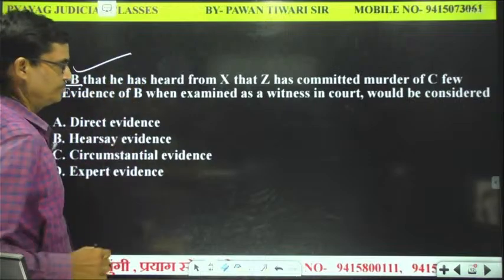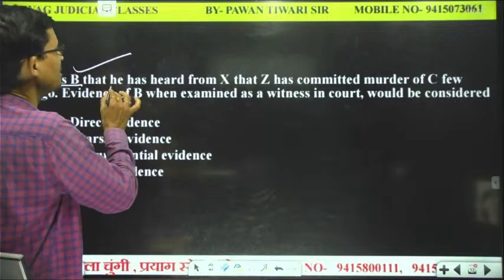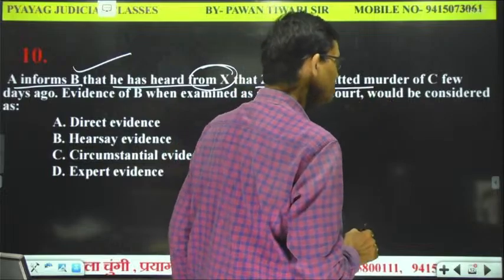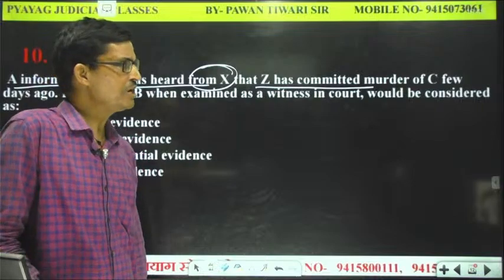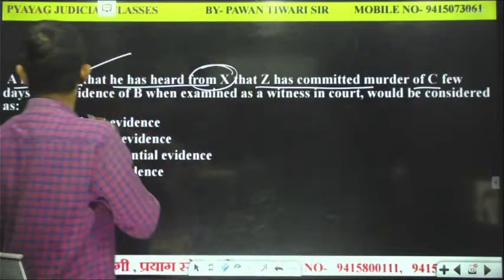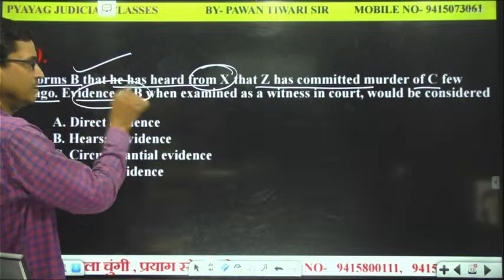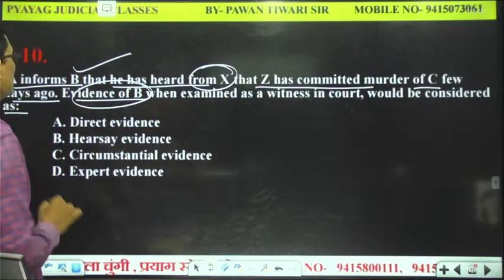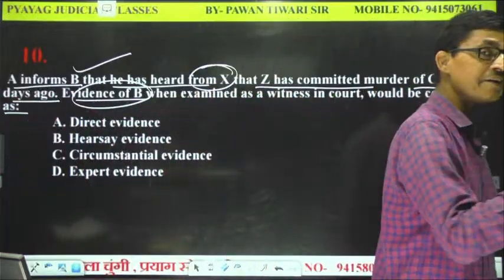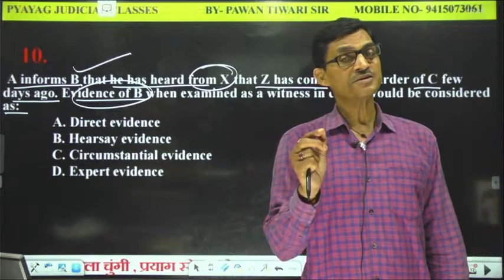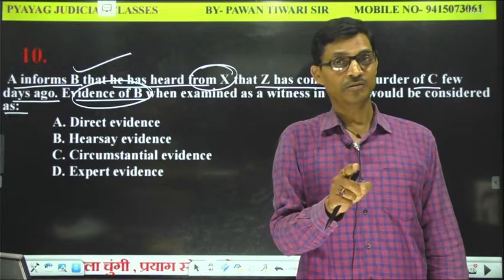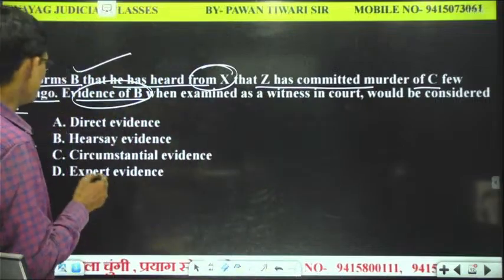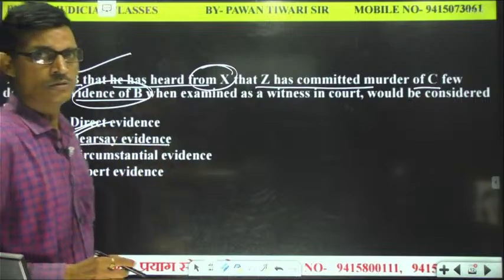A informs B that he has heard from X that Z has committed the murder of C a few days ago. The evidence of B, when examined as a witness in the court, would be considered as hearsay evidence because such evidence is based on hearing information. So the correct answer of the question is B. Okay, this is the correct answer.